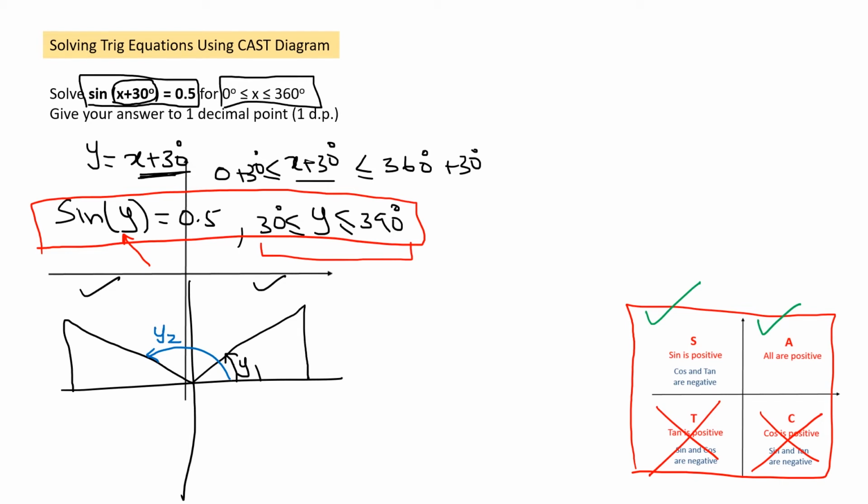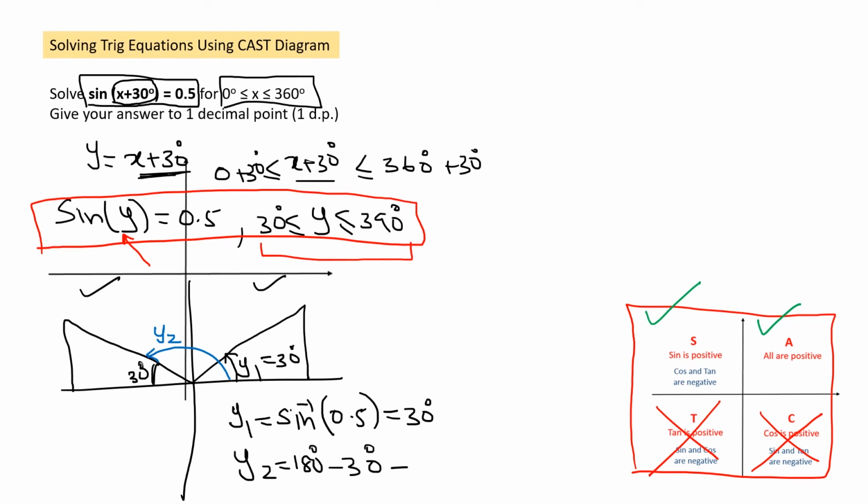How can we solve this one? We will use the calculator. The first solution, y1, is sine inverse of 0.5, which will give you 30 degrees. So the first solution is 30 degrees. We know that this angle is 30 degrees. Therefore, y2 would be 180 degrees minus 30 degrees. The answer is 150 degrees.